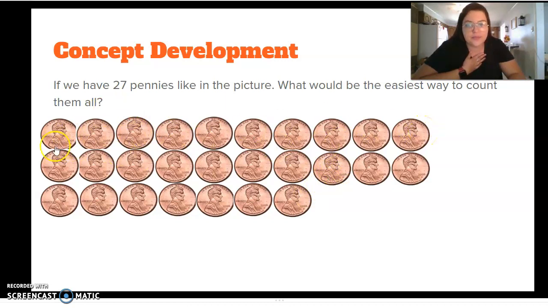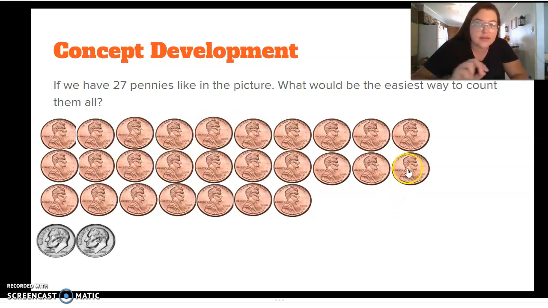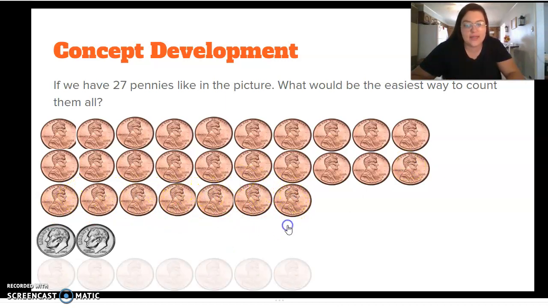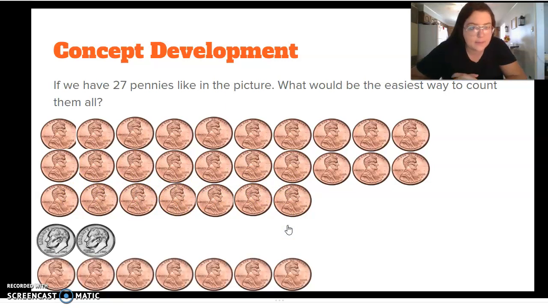A dime. So if we have 10 and 10, we have 10, 20 pennies. We could have how many dimes? 2. To replace these 2 rows of pennies, right? And then we would have how many ones left over? Well, let's count. 1, 2, 3, 4, 5, 6, 7. 7 pennies. Okay? So then let's count. 10, 20, 21, 22, 23, 24, 25, 26, 27.